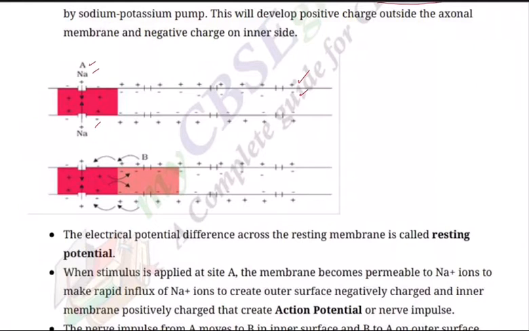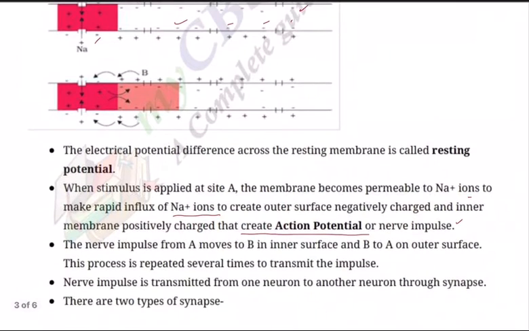When a stimulus is applied at site A, the membrane becomes permeable to sodium ions. There is a rapid influx of Na plus ions, making the outer surface negatively charged. You are seeing here the outer surface becoming negatively charged once the Na plus ions are allowed in. Once that happens, the neuron creates an action potential, or nerve impulse.